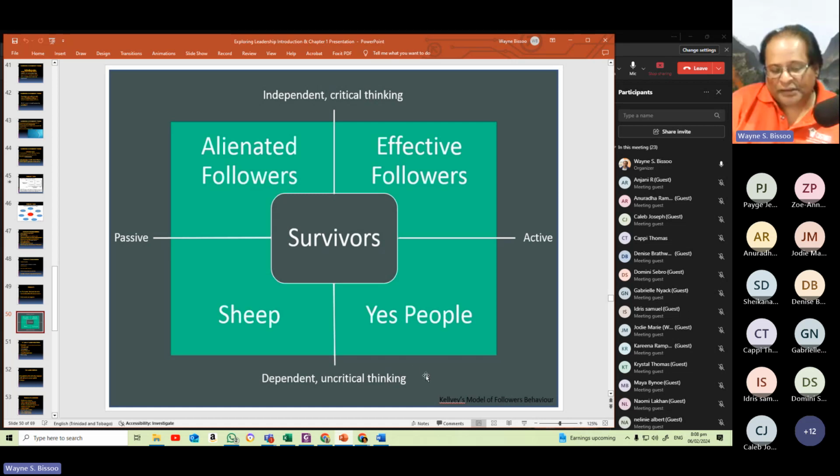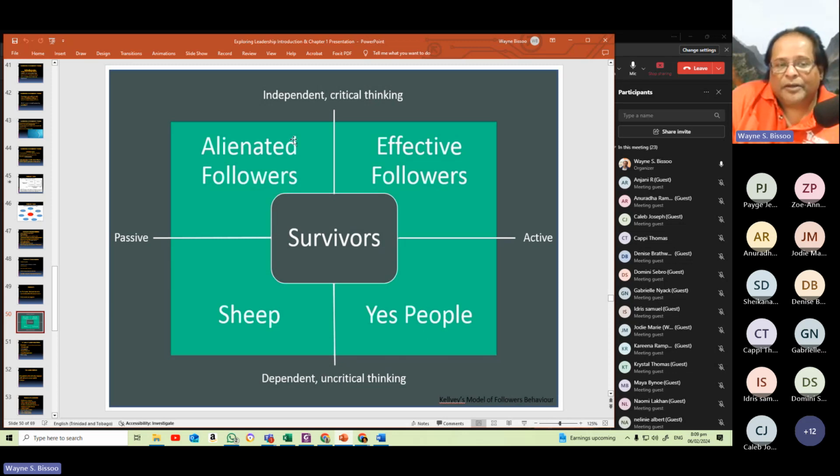Then you have another set of people who are active, but again, they are uncritical in thinking. They're not going to think for themselves. These are the yes people. You want those. Well, most political organizations tend to have a lot of yes people. They do it because they see themselves benefiting in one way or the other. It's almost sycophants in nature.